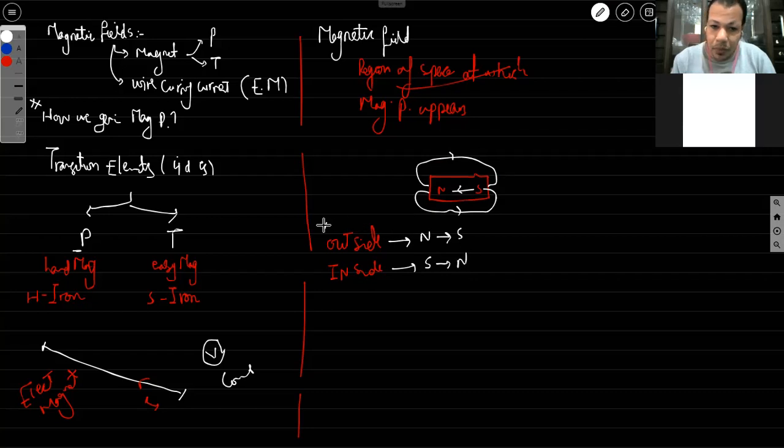So again, around each magnet, whether a magnet or an electromagnet, there is a field, meaning the region at which the magnetic property or the magnetic strength appears. This magnetic property appears in the form of magnetic field lines, which have two directions. First, outside the magnet, from the north pole towards the south pole. Secondly, inside the magnet, from the south to the north. Great.